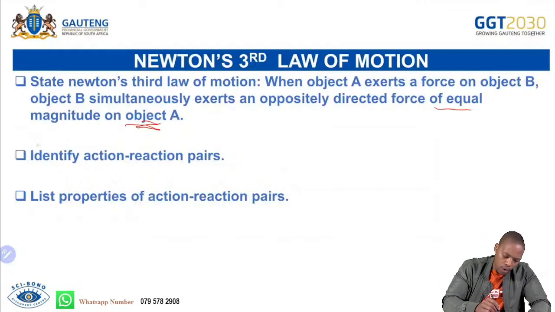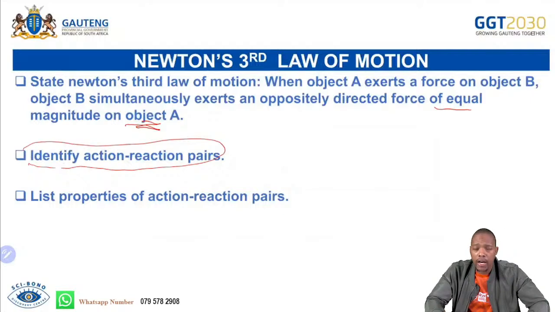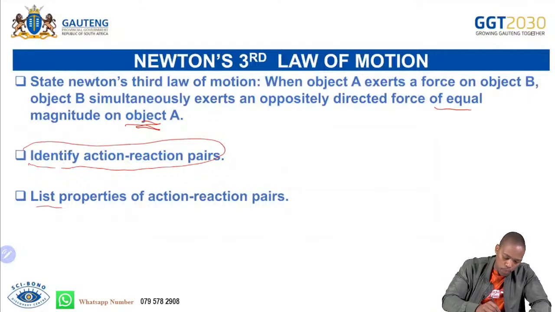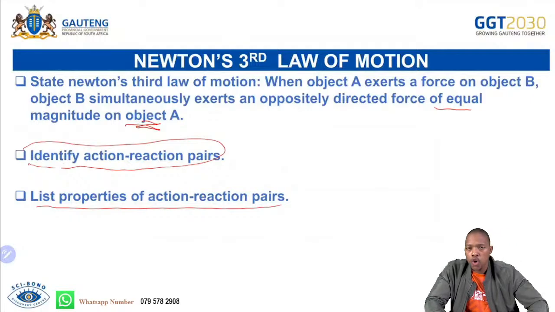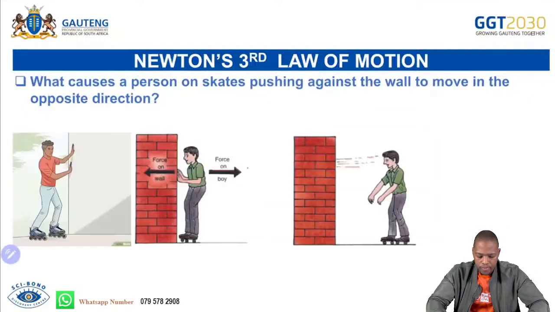However, I'm going to need you to be able to identify what we call action-reaction pairs. We must be able, after learning about Newton's third law, to identify action-reaction pairs. Then you should be able to list the properties of action-reaction pairs for better understanding as well.